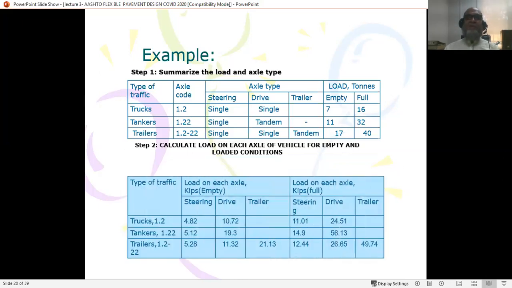as we know. So if I add this, it becomes 4.82 on the front axle, 10.72 on the drive axle for unloaded condition, and 11 and 24.5. These are just the numbers that I have calculated from the previous step.